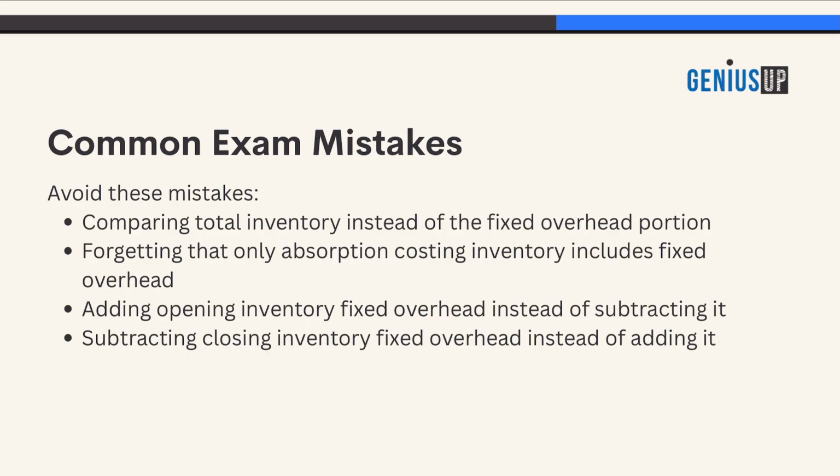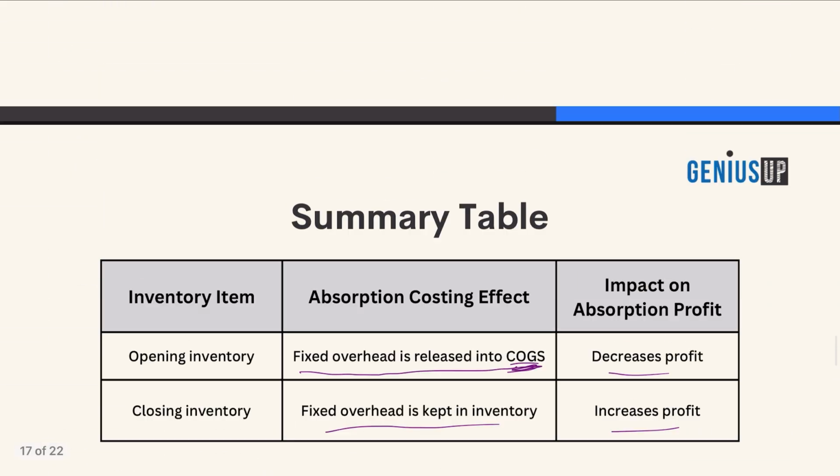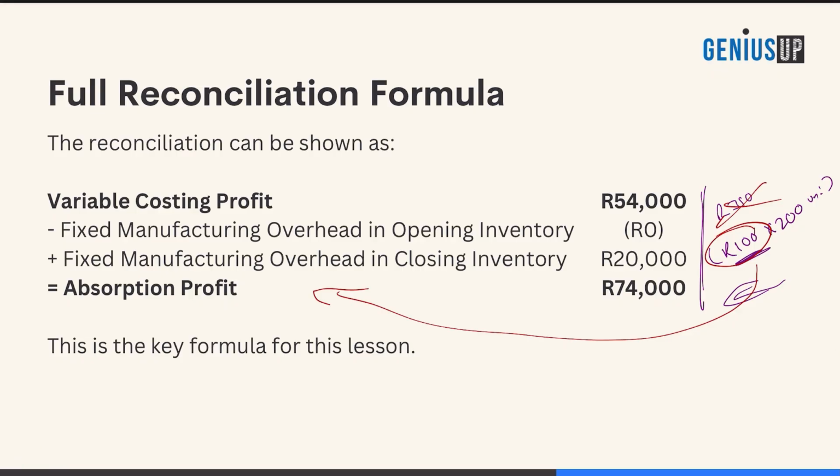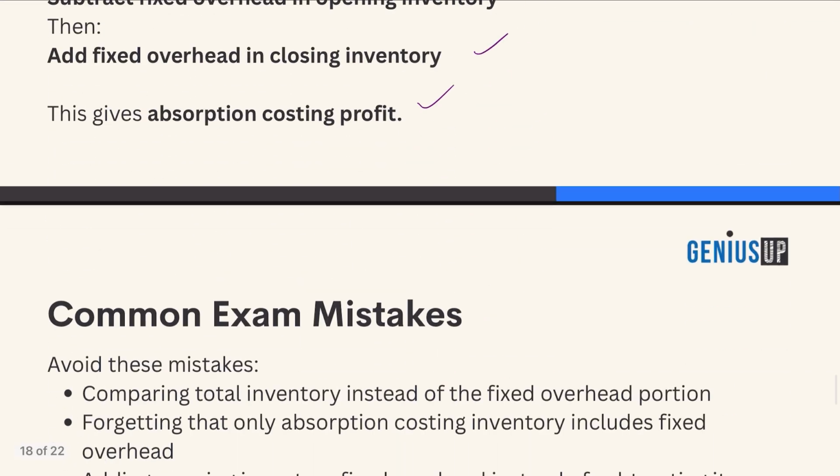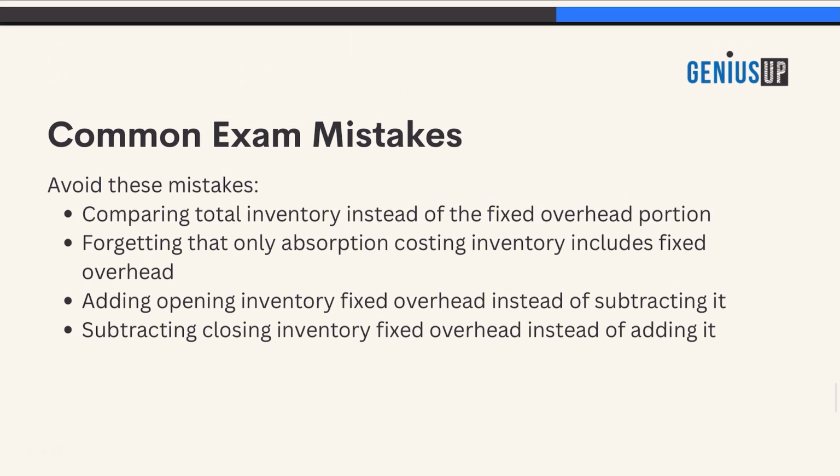Number two is forgetting that only absorption costing inventory includes fixed overheads. Thirdly, adding opening inventory fixed overheads instead of subtracting them. Most students will get this formula wrong and add opening inventory fixed manufacturing overheads instead of subtracting them. So it's really important to memorize this formula. And lastly, subtracting closing inventory fixed overheads instead of adding them.